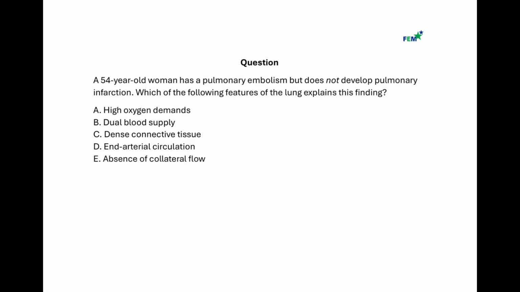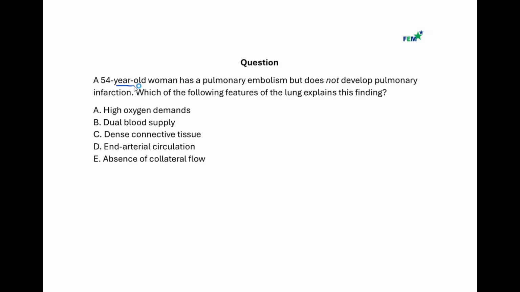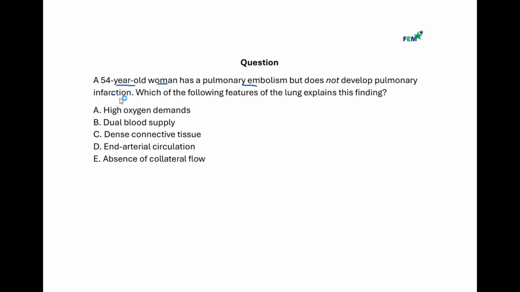Hello, everyone. Welcome back. As usual, we're going to start with a question. A 54-year-old woman has a pulmonary embolism but does not develop pulmonary infarction. Which of the following features of the lung explains this finding? So the best answer there will be dual blood supply.